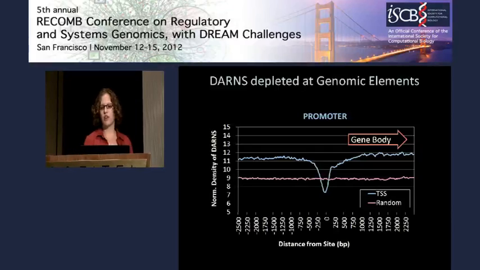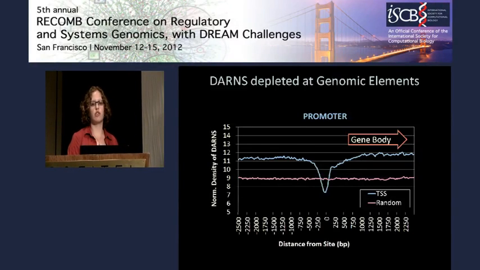We were also interested in how our DARNs were placed around genomic features that are known to act as boundary elements in positioning nucleosomes. When we map the distribution of DARNs around promoters, so here the blue line with 0 being the TSS, we find that they're depleted for DARNs relative to random intragenic sites, and you might say that you see a bit of an enrichment here downstream towards the gene body.